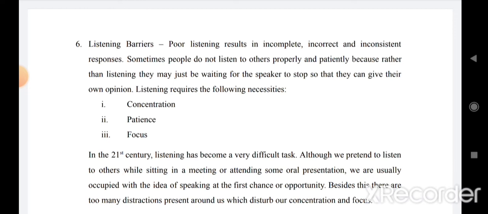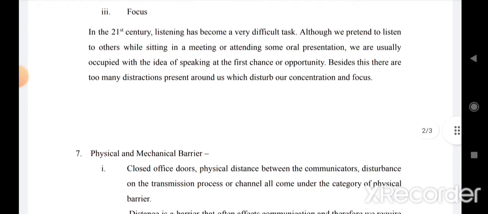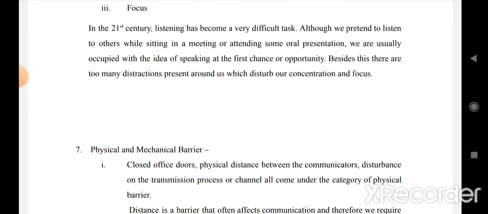Now, in the 21st century, listening has become a very difficult task. This is very true. Why? Because although we pretend to listen to others while sitting in a meeting or attending some old presentation, we are usually occupied with the idea of speaking at the first chance or opportunity. You're just waiting for your chance to speak and not listening properly. And besides that, there are also many distractions present around us which disturb our concentration. It can disturb our focus, which can end up creating listening barriers.